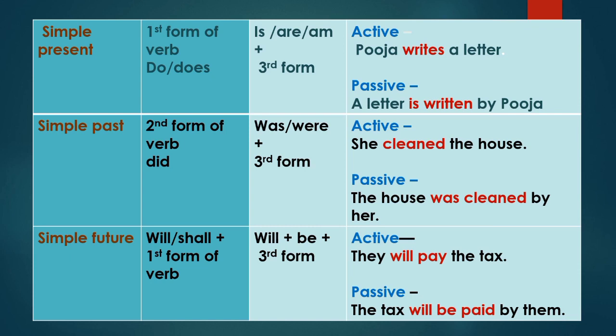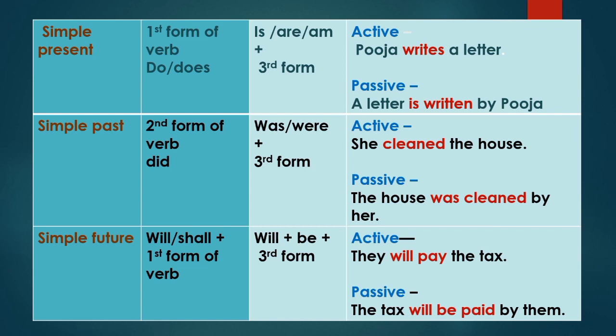As simple present means first form of verb along with do and does. As we have an example here. Pooja writes a letter. It's a simple present tense. We have to convert it into passive form. So we will use a letter is written. Is written is a continuous form of present tense, by Pooja.